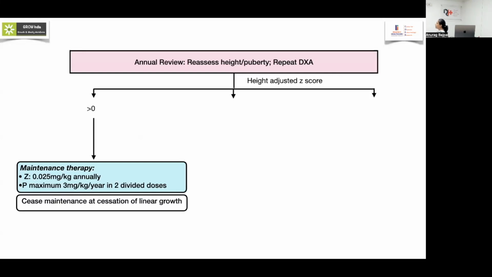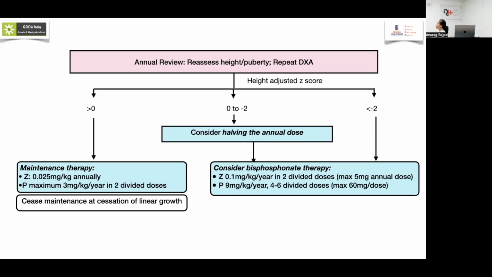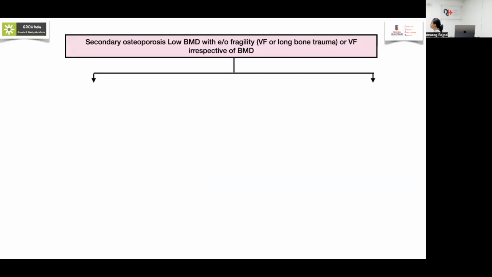This therapy needs to be ceased at cessation of linear growth. Between 0 and -2 SDS Z-score, consider halving the annual dose. And if your Z-score remains less than -2, then you continue the annual dose of 0.1 milligrams and 9 milligrams of pamidronate as previously described.